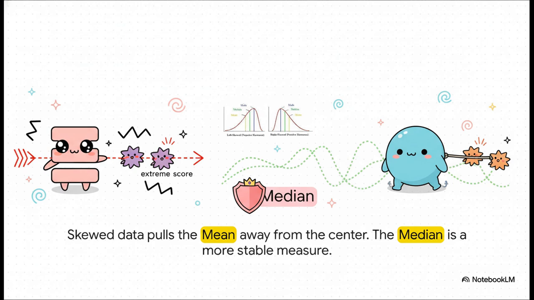Just look at this. When data is skewed, those few extreme scores can literally pull the mean way over to one side. It stops being a good representation of typical. But look at the median. It's just chilling there, right in the middle, totally unbothered. It's just way more stable when things get weird.